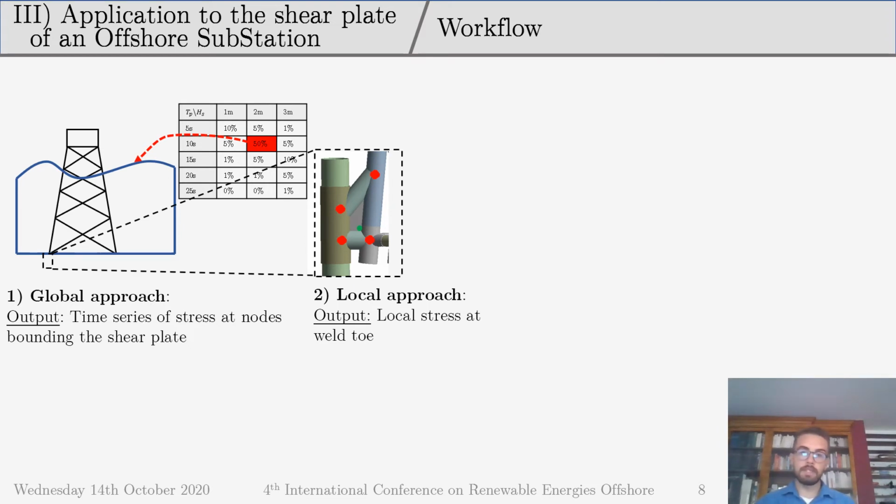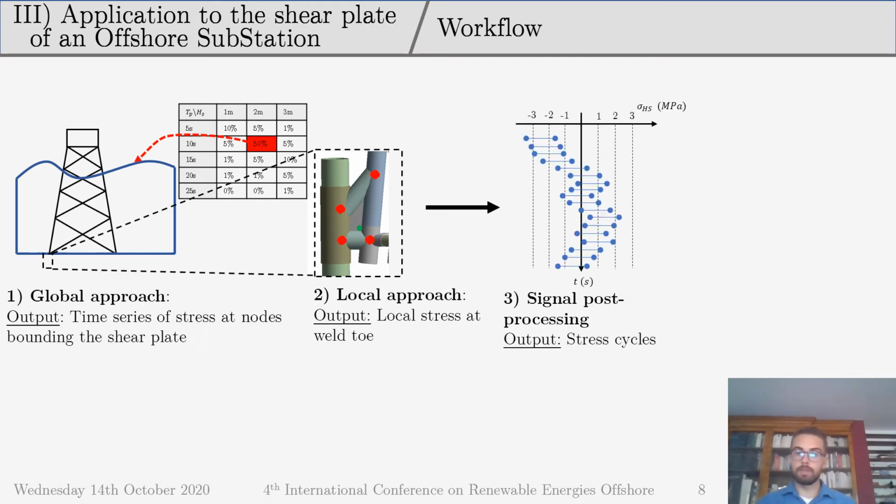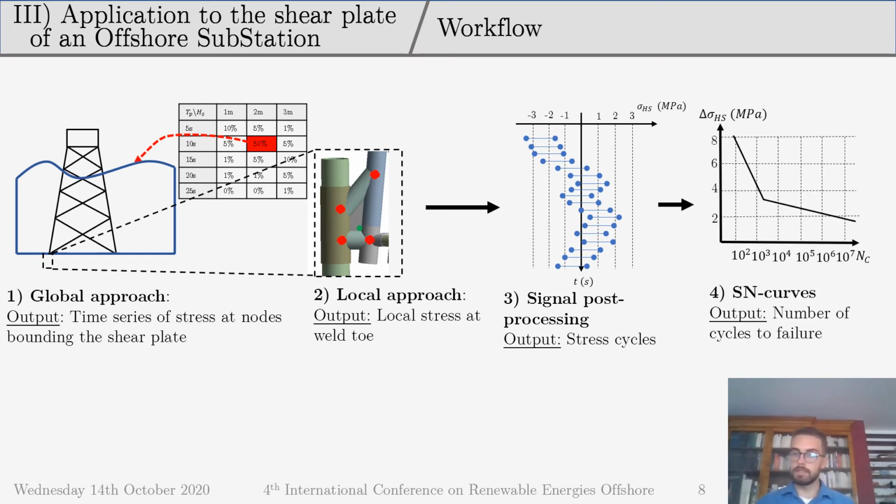So we computed the error of discretization only on this local approach, and we obtained by signal post-processing the signal minimizing and maximizing damage in order to compute SN curves and Palmgren-Miner rule to obtain the damage.